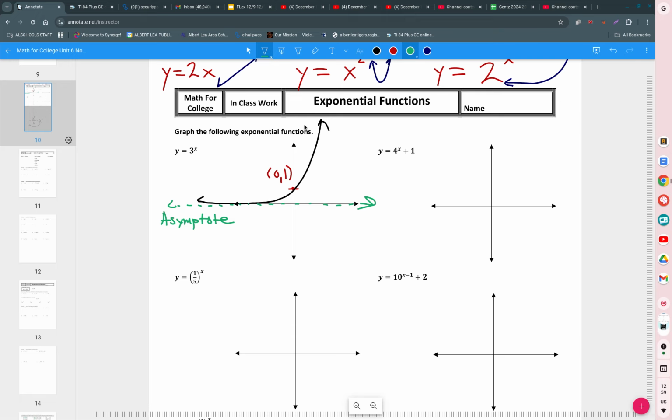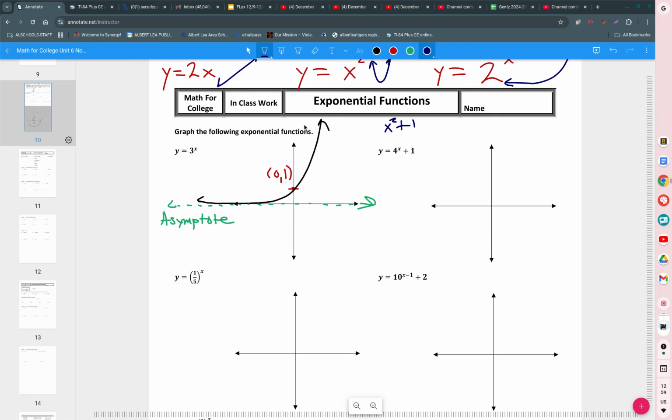All right. This one is 4 to the x. So it's going to look just about the same. The only difference is, what do you think the plus 1 does to it? If I gave you x squared plus 1, what does the plus 1 do to that x squared? Do you remember what we did? Moves it up. Moves it up 1 unit.